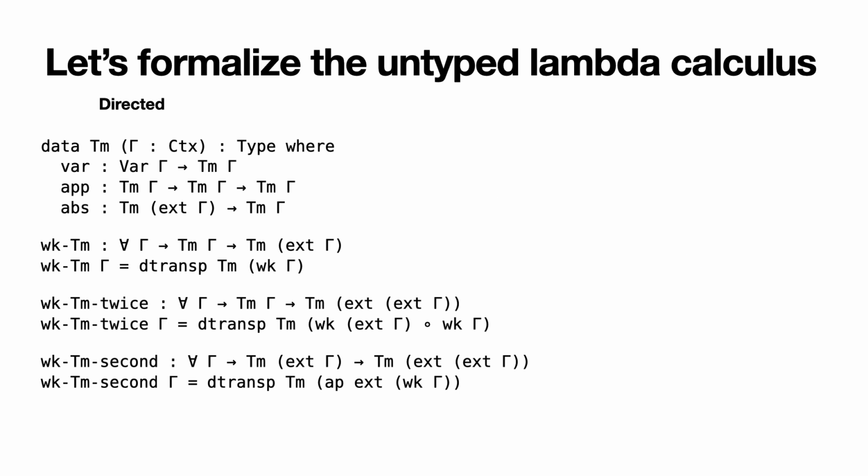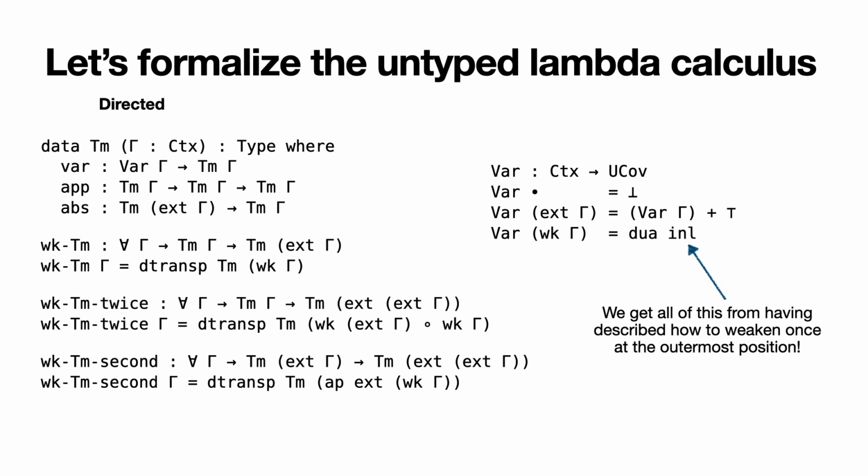And personally, I find this quite impressive because all we had to provide in order to get all of this functionality was an explanation for how to weaken variables once in the outermost position. And yet the type checker and the type theory can automatically figure out how to do all this, and all these functions compute.